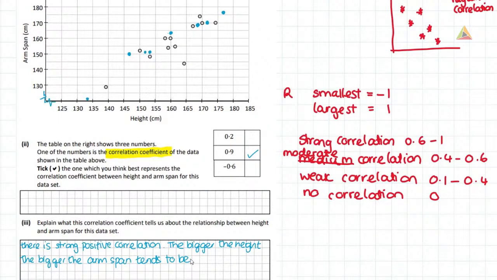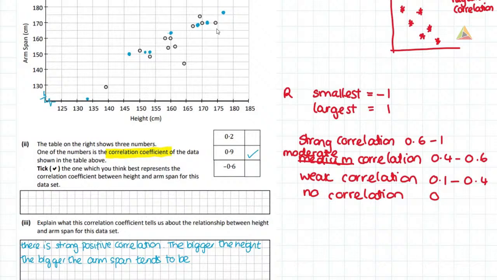So now I've answered in general what that correlation tells me, whether it's strong positive, moderate positive, weak positive, no correlation, weak negative, moderate negative, or strong negative correlation. And then we're going to say specifically for this question, this tells me that the taller the person is, or the bigger the height is, the bigger the arm span tends to be. And we use this word tends to be, so we don't say that it's definite. That's where we have perfect positive correlation.